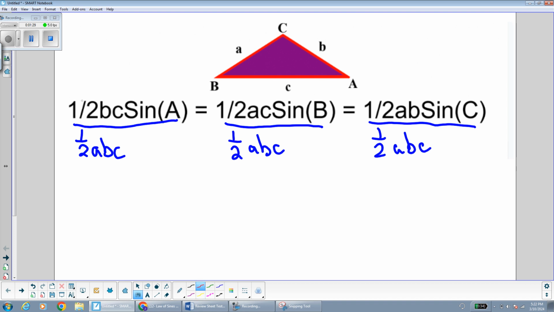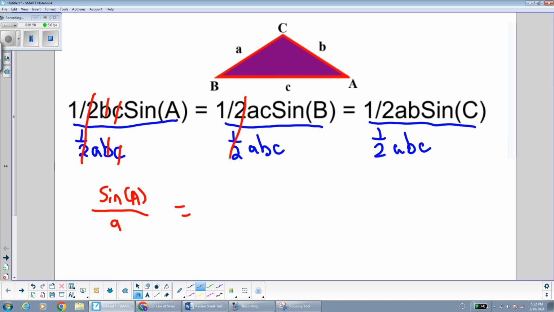Now, we have 1/2 in the top and the bottom, so they cancel out. We have B in the top and the bottom, so they cancel out. And we have C in the top and the bottom, so they cancel out. So what we're left with here is sine of angle A over side A.